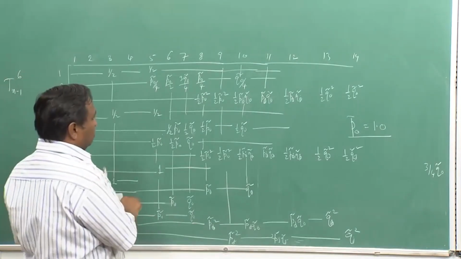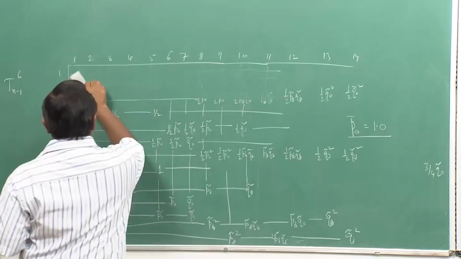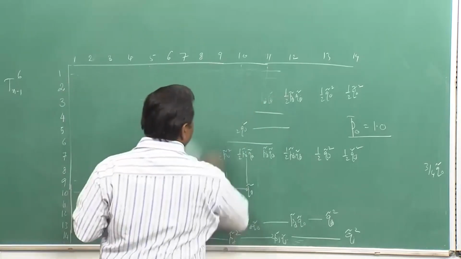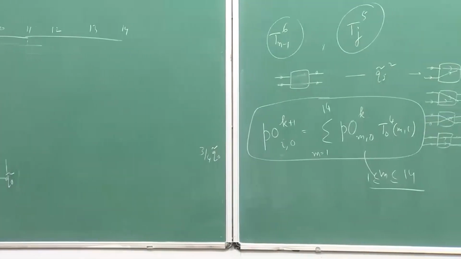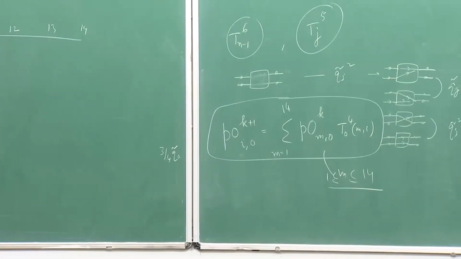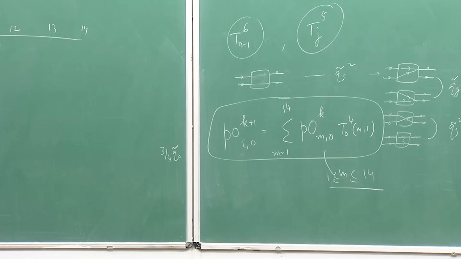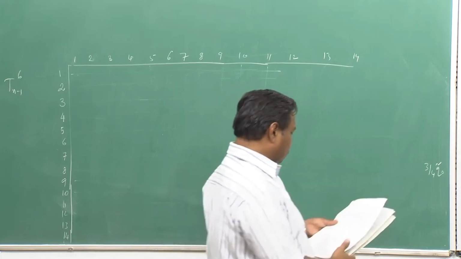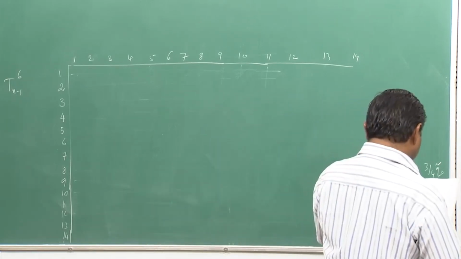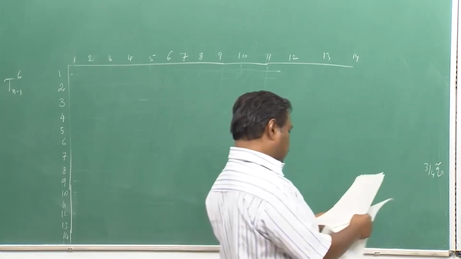Okay. So, now the important thing is when you are in stage n minus 1, with probability 1 the packet will be going out if it is there at the outgoing port. Okay. So, we can take up certain cases.